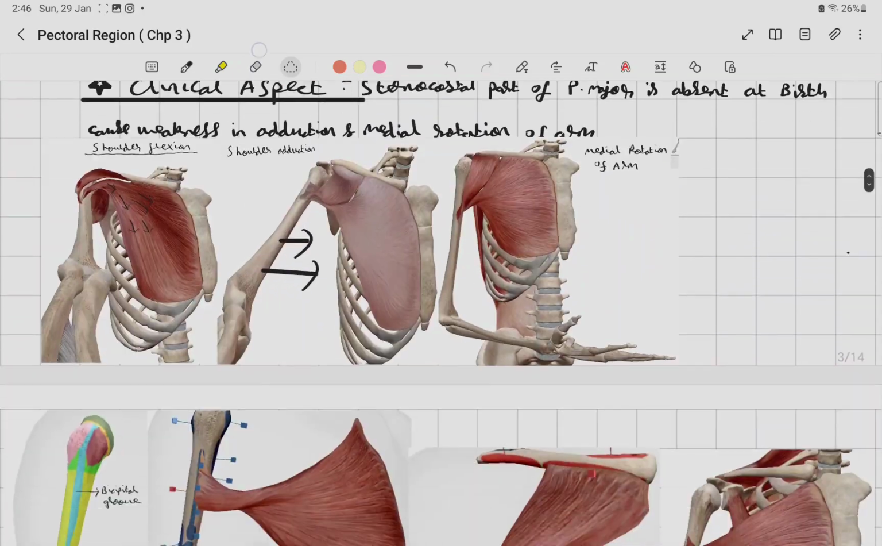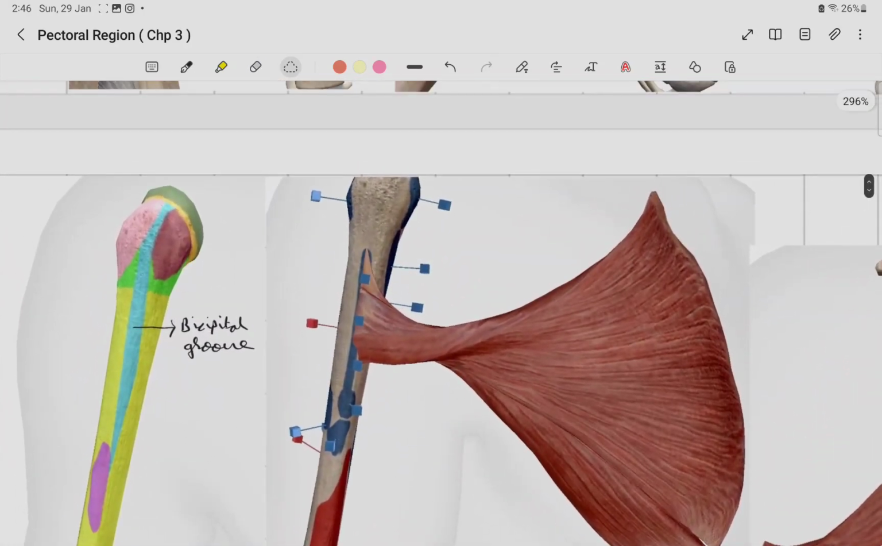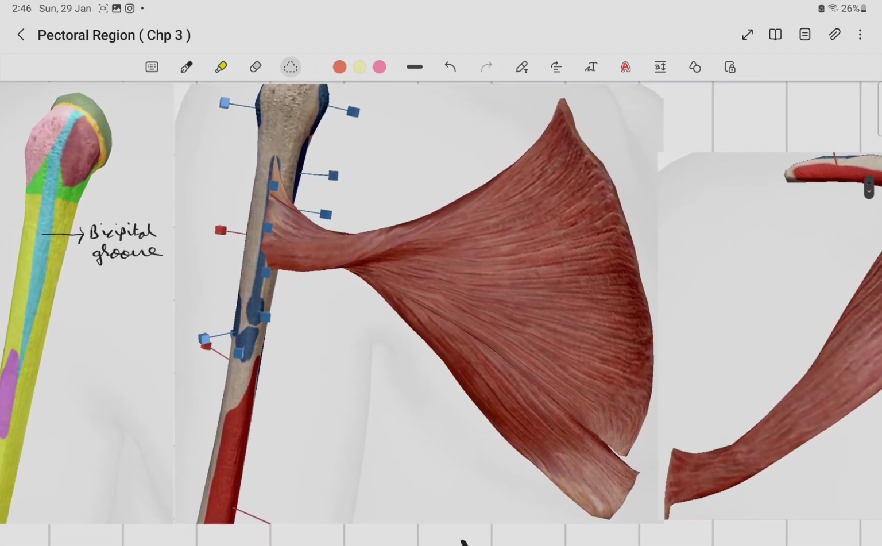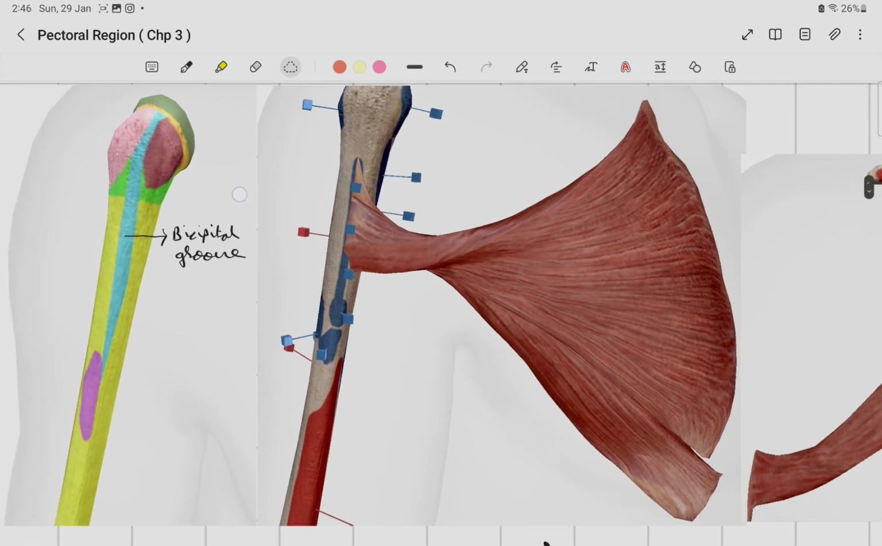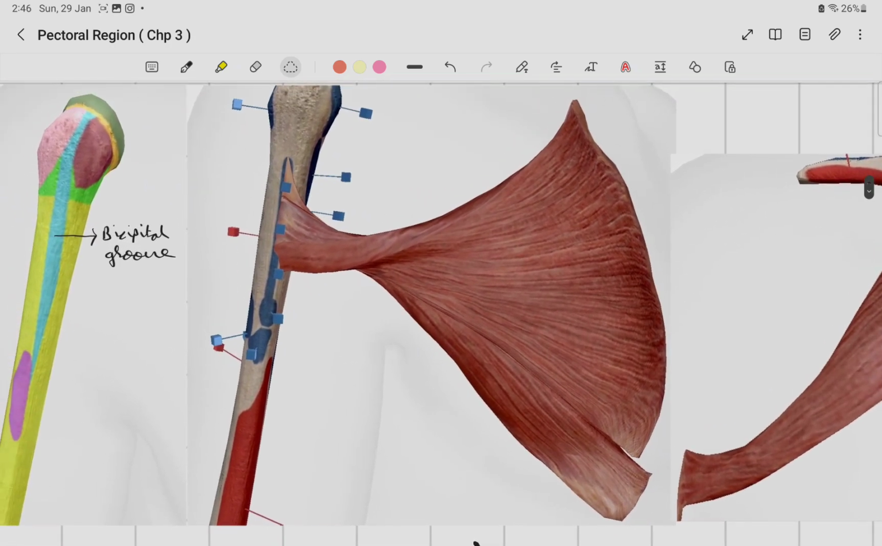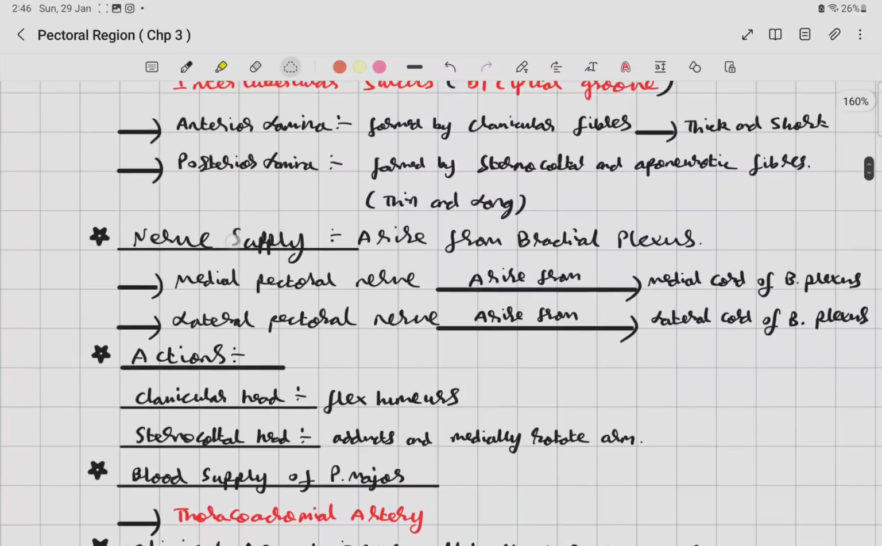So let's see in the diagram. This is the bicipital groove present in the humerus. As you can see here, the pectoralis major muscle gets inserted on the lateral lip of the bicipital groove, or the intertubercular sulcus, of the humerus. So this is the insertion.